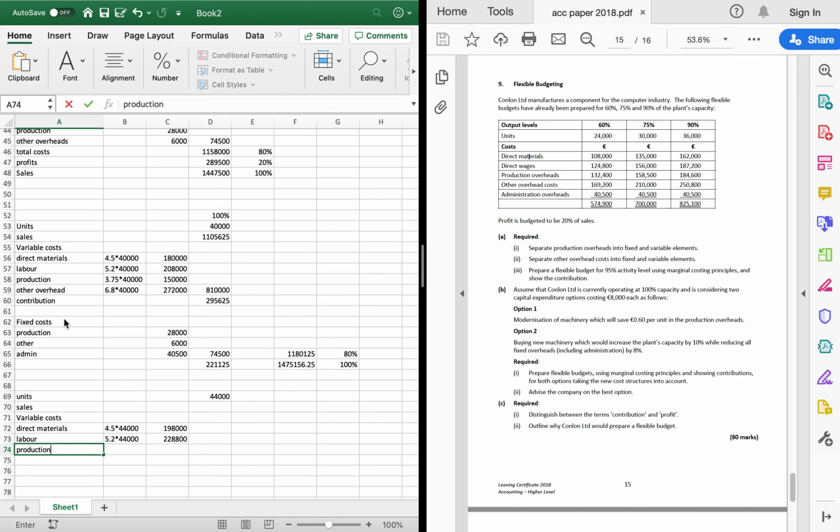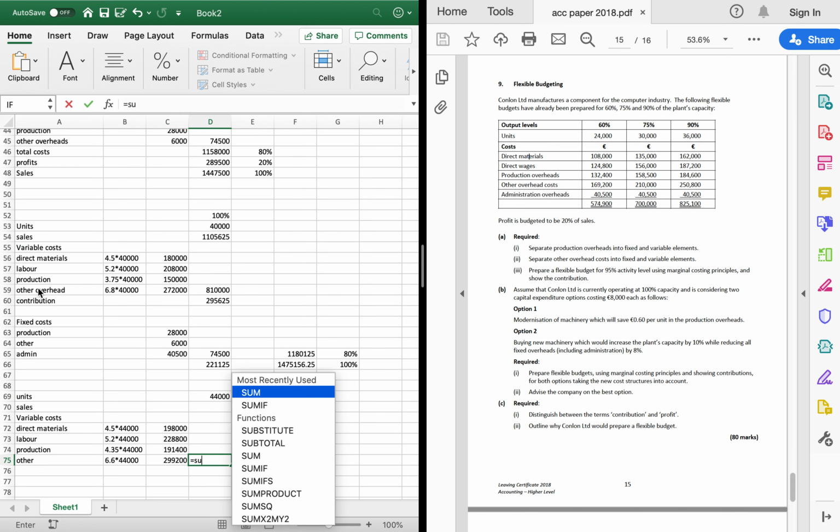Production is whatever it was initially, 4.35 by 44,000. And your other is 6.8 by 44,000. Which is 299,200. Okay, so you'll obviously add those together.